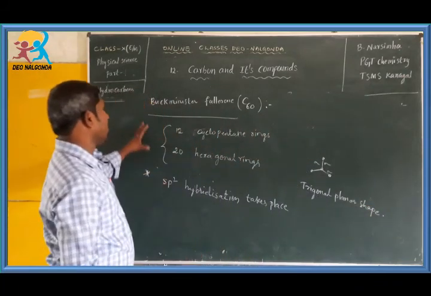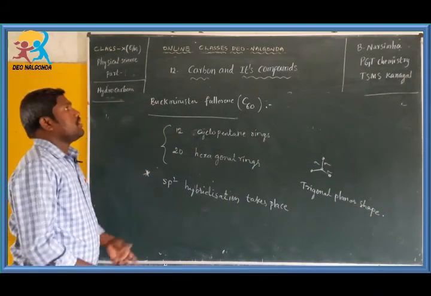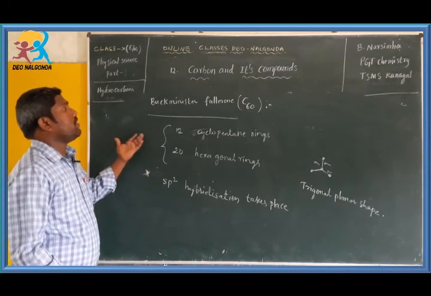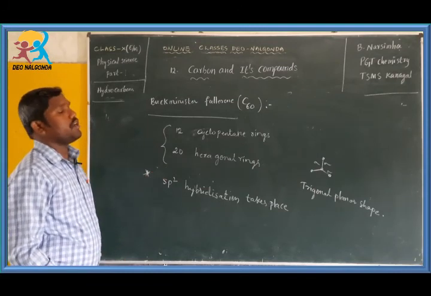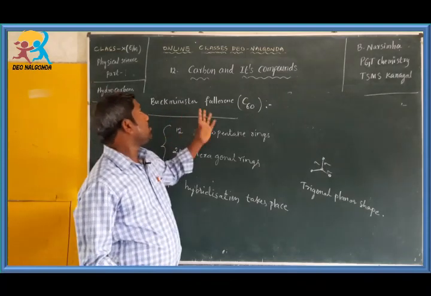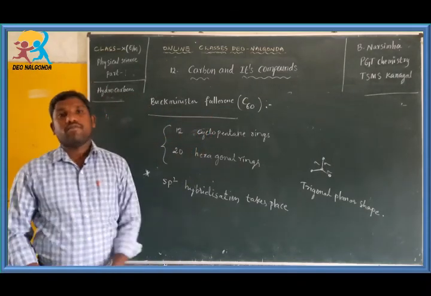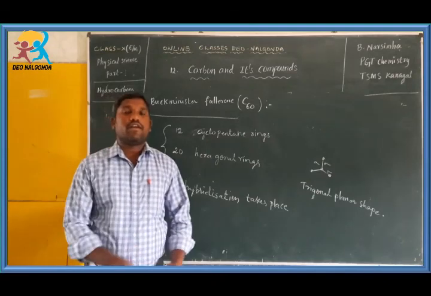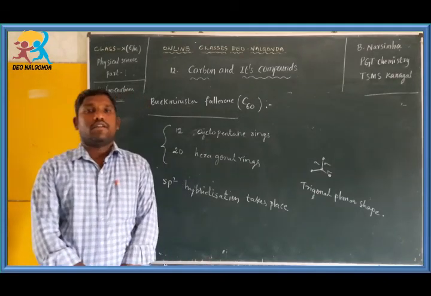This is Buckminster fullerene. Diamond, graphite, fullerene: these are the allotropes of carbon. Next, we continue the class in the next class.